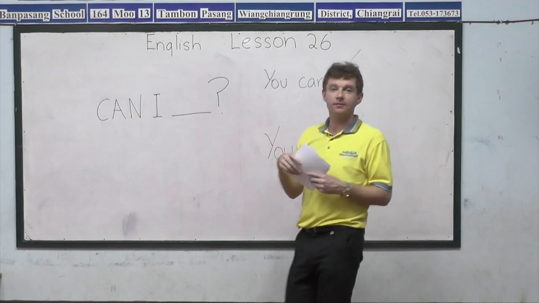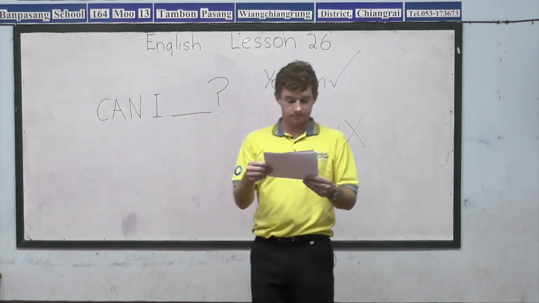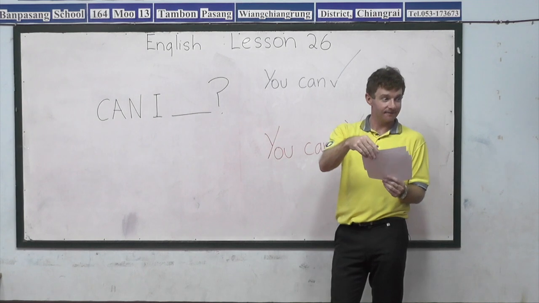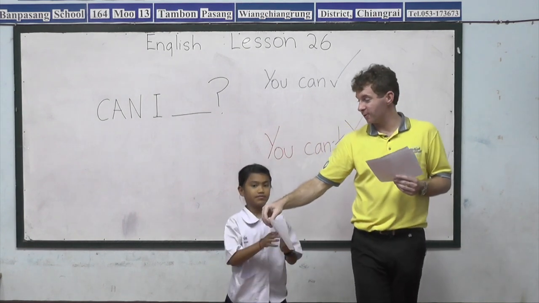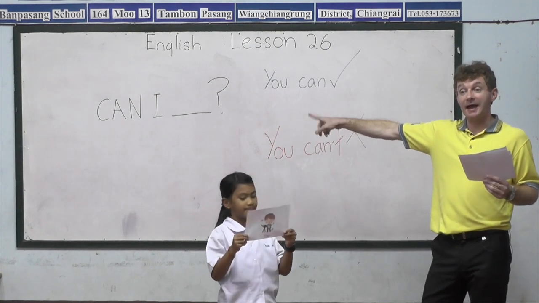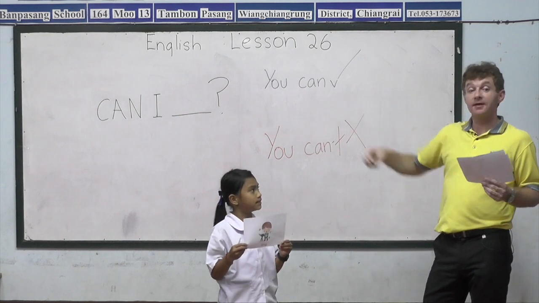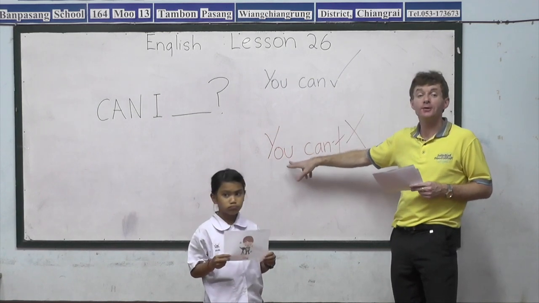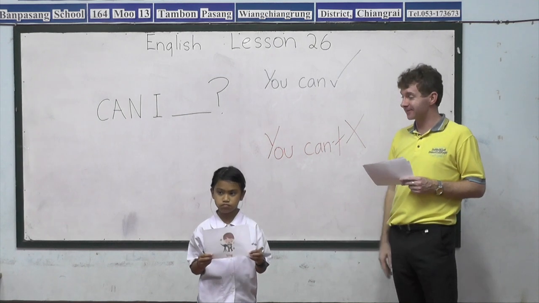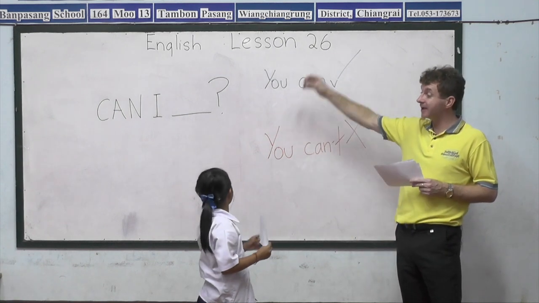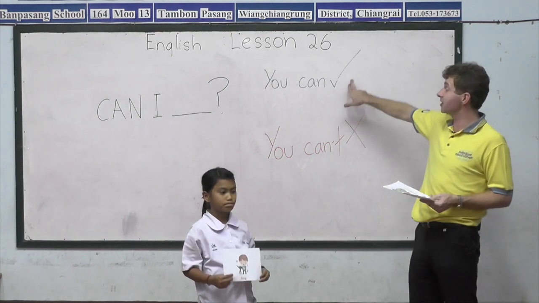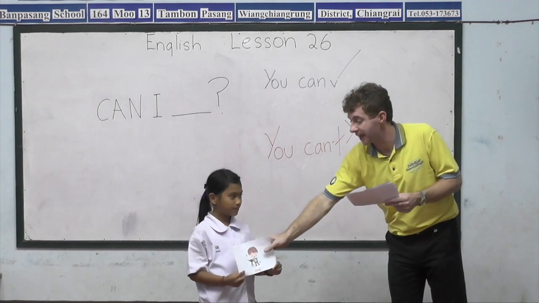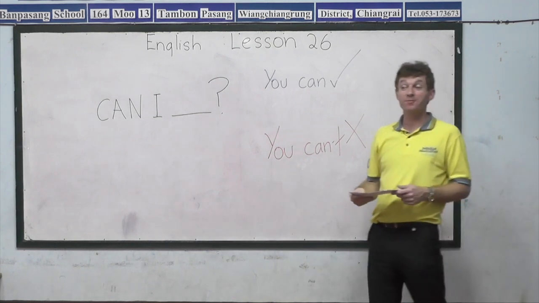And now we have Park Boon. Ready? Here's your flashcards. So can you ask your friends? So who thinks Park Boon can? And who thinks can't? Excellent. One more time. Can you ask? Can I sing? And we say either you can or you can't. Excellent. High five. Round of applause for Park Boon.